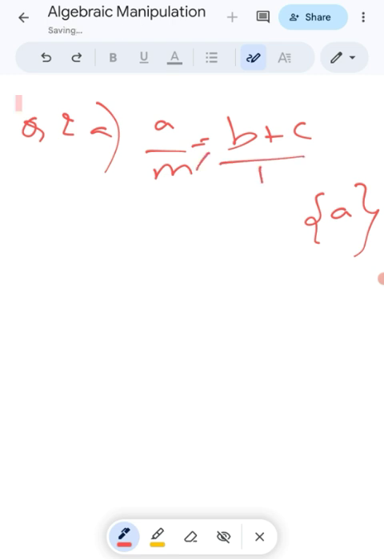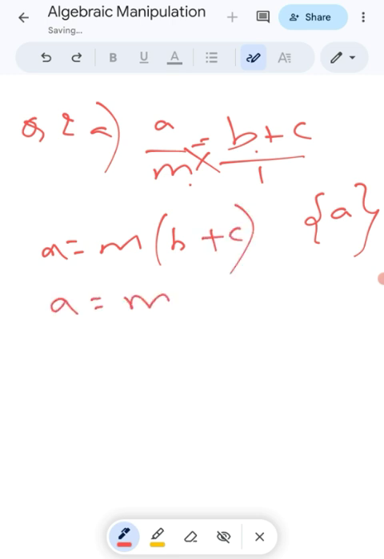Okay, so in this case, it's going to be A is equals to M multiplied with B plus C, so that becomes M into B plus C. This is a simplified version. However, you can write it like this as well, that is A is equals to MB plus MC. Okay, so both these answers are correct.